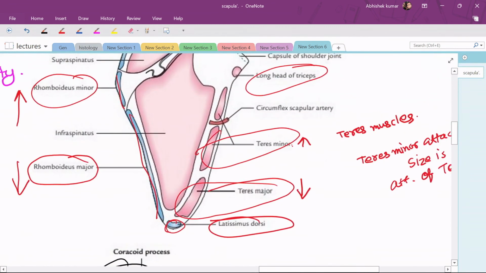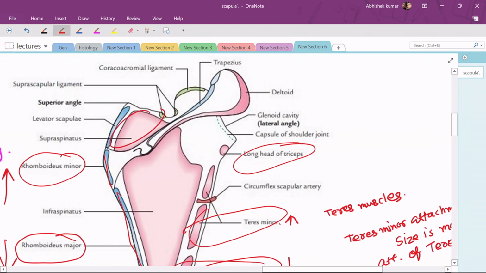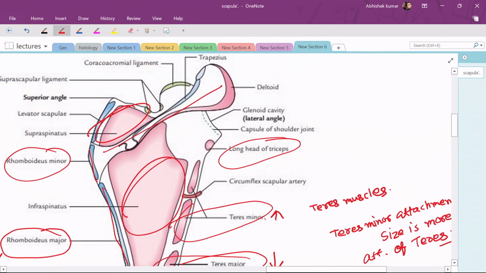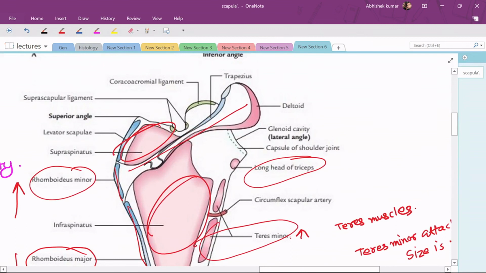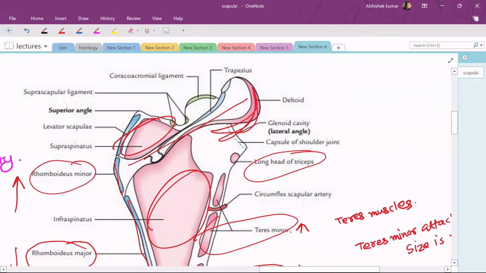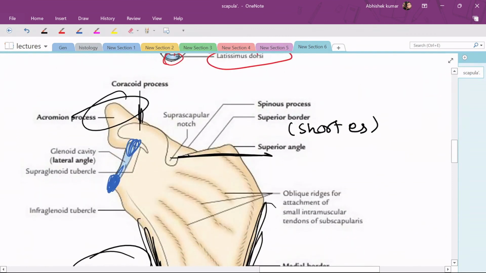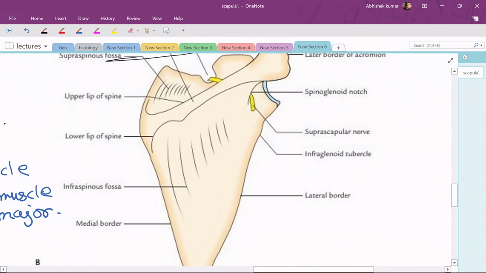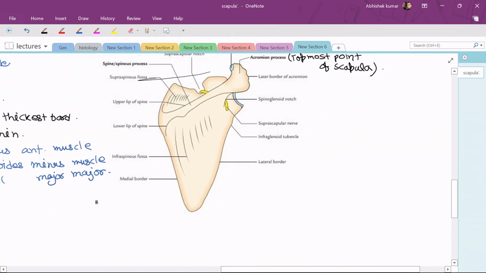Okay, so this diagram is also completed now. This is the supraspinatus fossa, this is the infraspinatus fossa, because it is divided by the spinous process. This is the topmost point of the scapula. Here the deltoid muscle attaches. All of these muscles are going to be discussed in detail. This diagram I have already explained to you. This is the lower lip of your spinous process, and this is the upper lip of your spinous process.